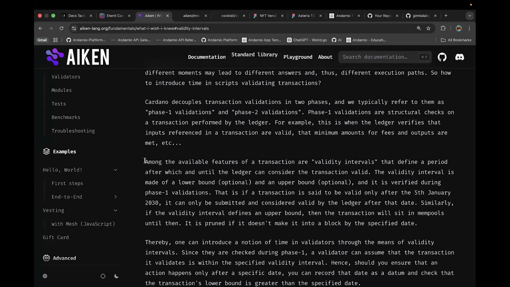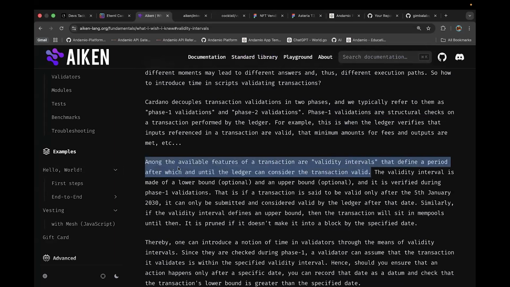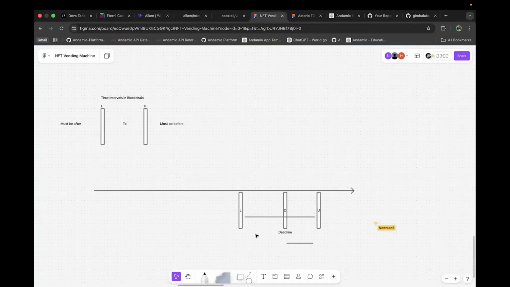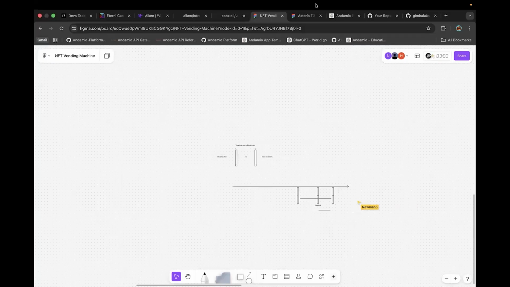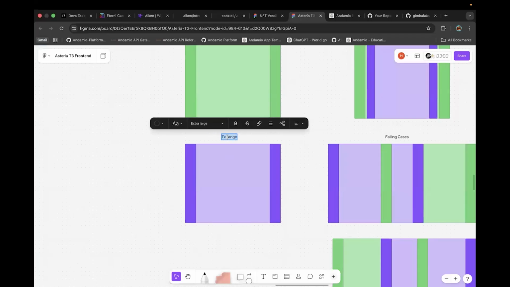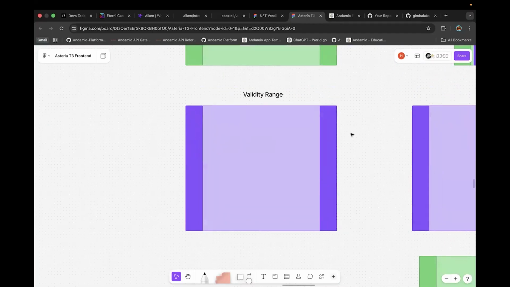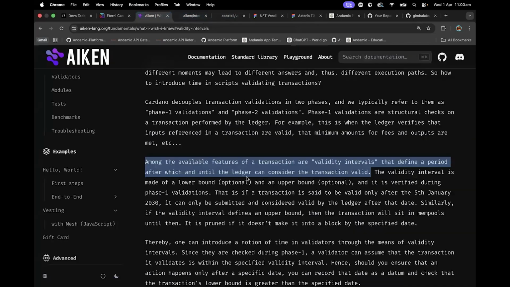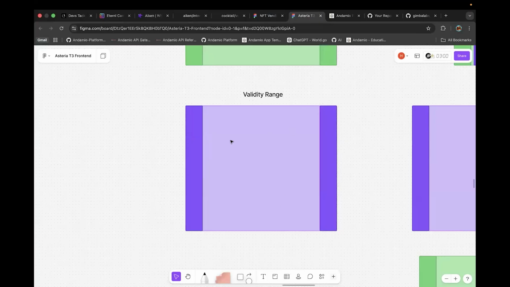So this is, I think, important. This is what a validity range is. Among the available features, there's a validity range that defines a period after which and until a transaction can be considered valid. So that is literally the range they're mentioning right here. For example, instead of transaction range, we'll call this validity range. See, this is what I was thinking about. And this is the lower bound, this is the upper bound, and that's exactly what these guys are saying. There's a lower bound and an upper bound, and the transaction will be valid within these bounds.